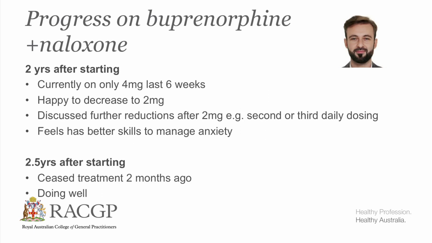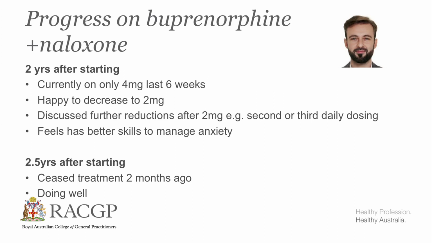2 years after starting, he'd been on 4 milligrams for the last 6 weeks, decreased down to 2. And we looked at further reductions. Because it's a very long-acting medication, you can move to second or third daily dosing, and that's one of the ways that you can drop the dose down lower than 2 milligrams. Some people can stop very easily on 2 milligrams. Some people need to have a slightly lower dose. And importantly, he'd been seeing a psychologist and really felt like he was managing his anxiety well.